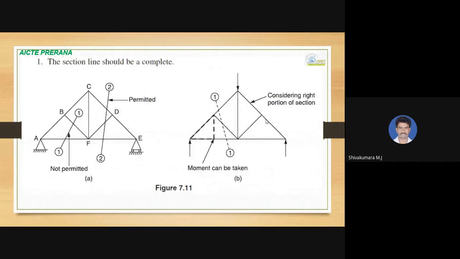For example, for the method of sections, you can see over here that section 2 has been taken in this manner. We are cutting over here, so members DF, DC and EF will be the unknown forces. If you take a moment at any one support or any point, we will get the unknown axial forces. You can see over here also that section 1 has been taken in such a manner that these 3 members are cut. If we take a moment, we get the unknown forces. That is the method of sections.